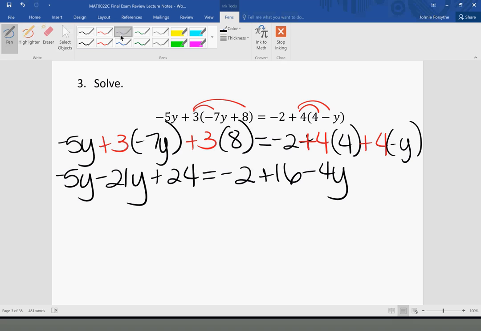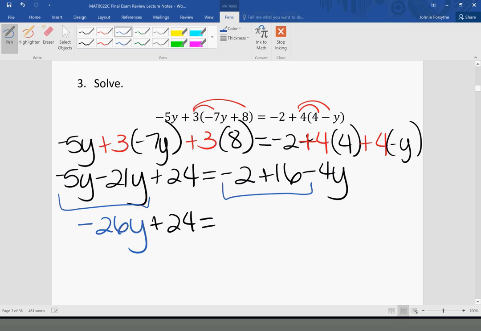So I have some like terms I can combine. Over here I have negative 5y minus 21y. So same signs, add and keep the signs. So it's going to be negative 26y plus 24 equals, I have more like terms here. Negative 2 plus 16. So that's different signs, so we subtract and take the sign of the larger number. So that'll be a positive 14 and then minus 4y.